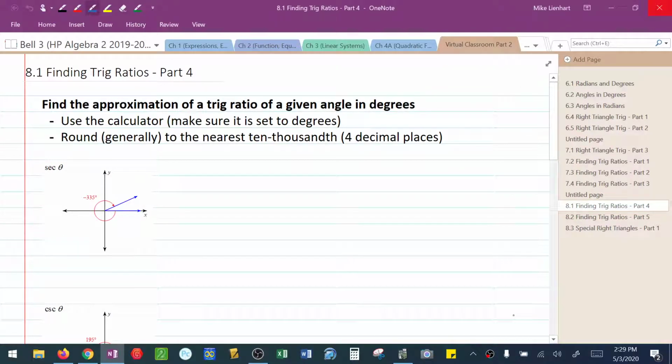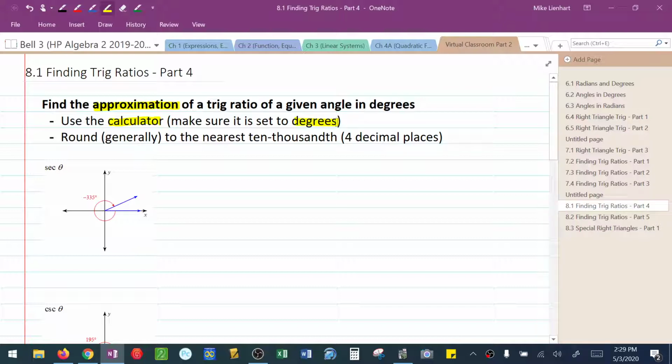This is the fourth video on finding trig ratios, and for this video what we really want to focus on is how to do approximations of trig ratios. Because we're doing an approximation, we want to bring the calculator in. When you are using the calculator, make sure that it is set to degree mode. That's that DEG. So again, make sure it's set to degree mode.